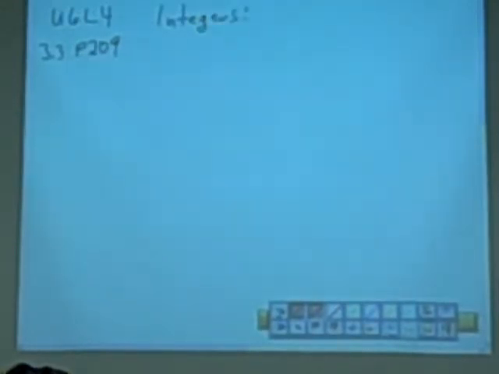So let's take a look at, now we're going to look at Unit 6, Lesson 4. And this is section 3.3, page 209. And we're working with integers. Multiplication and division. Okay, multiplication of integers.